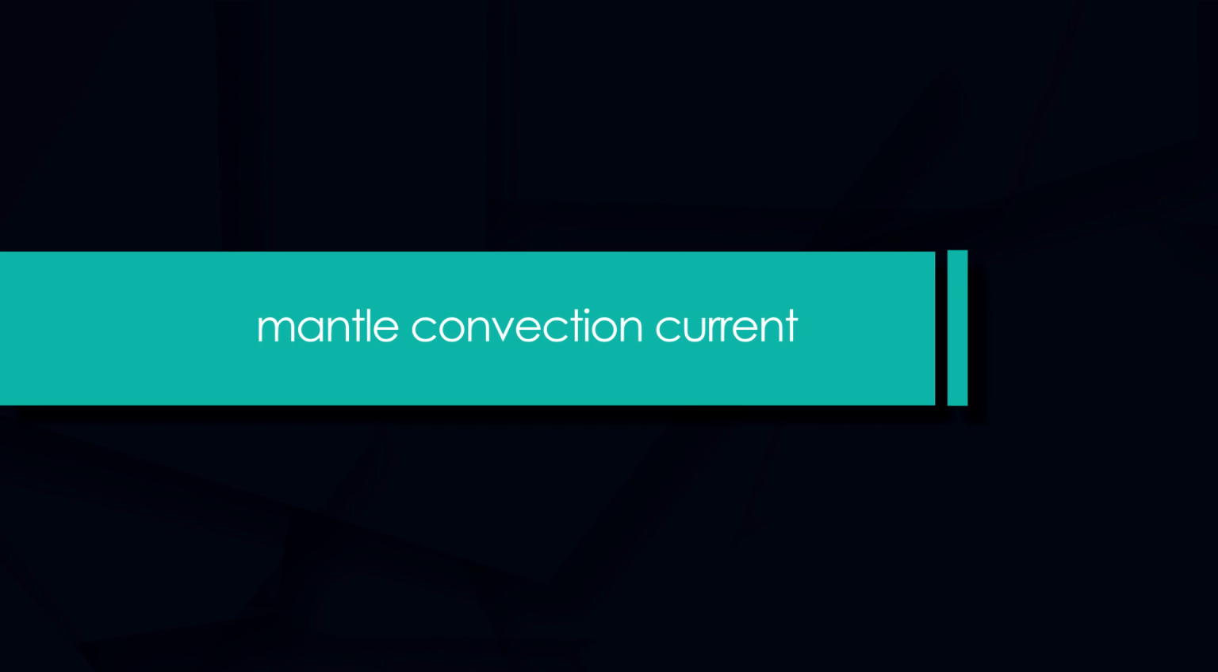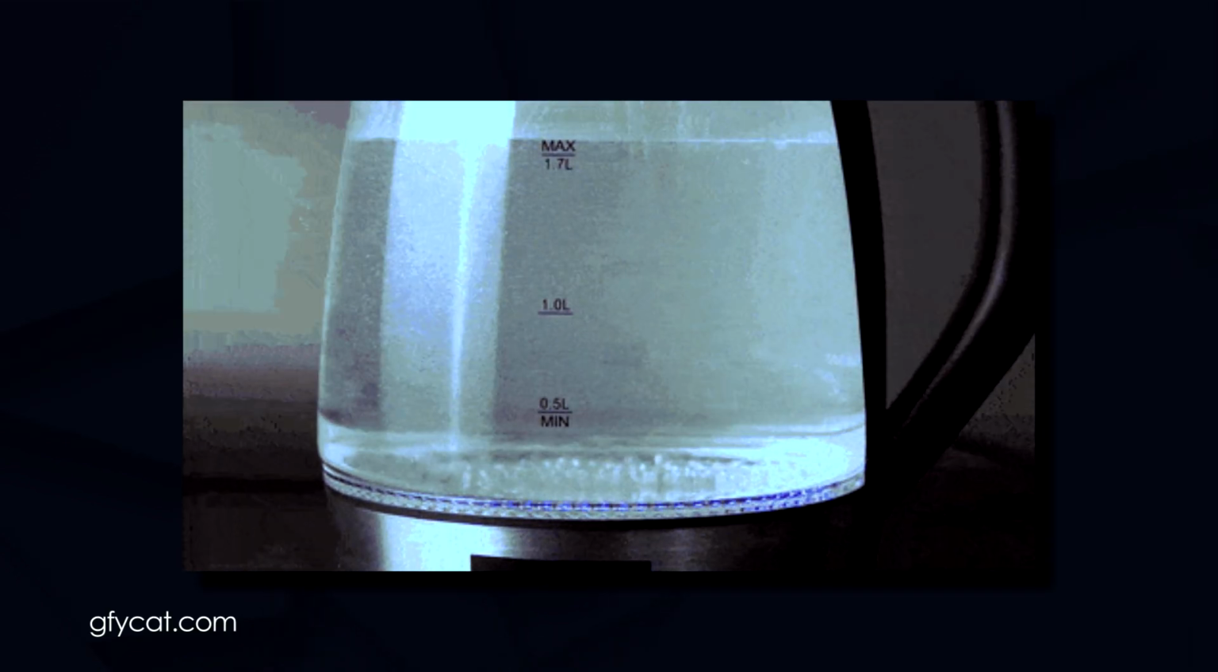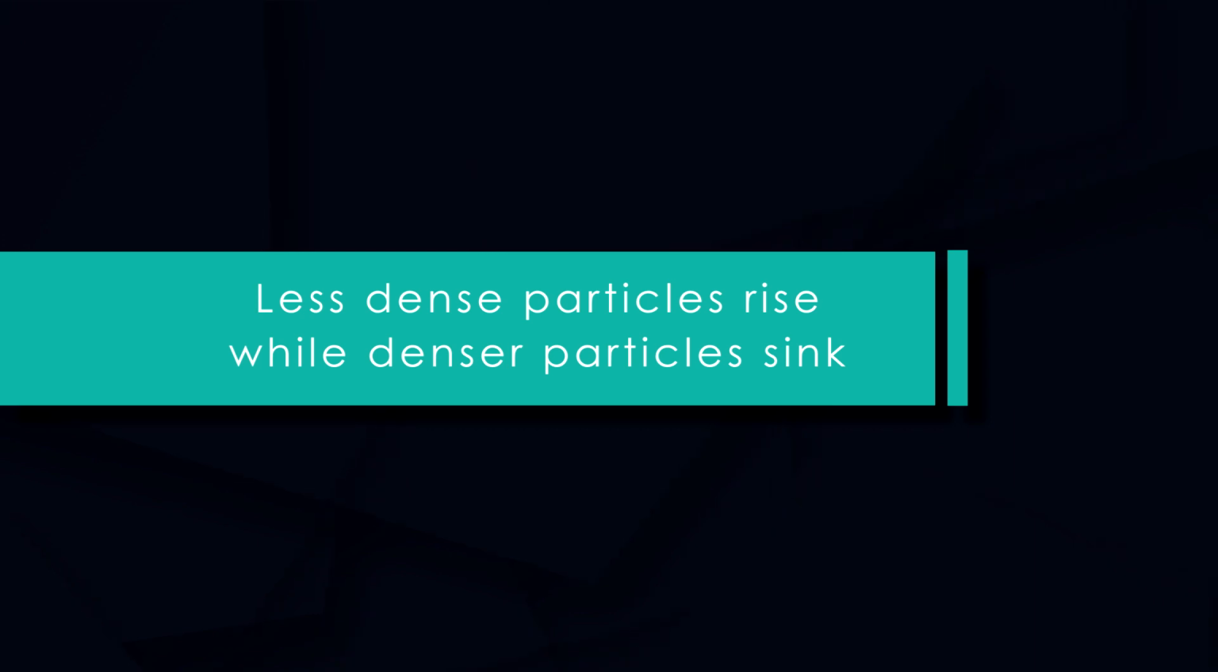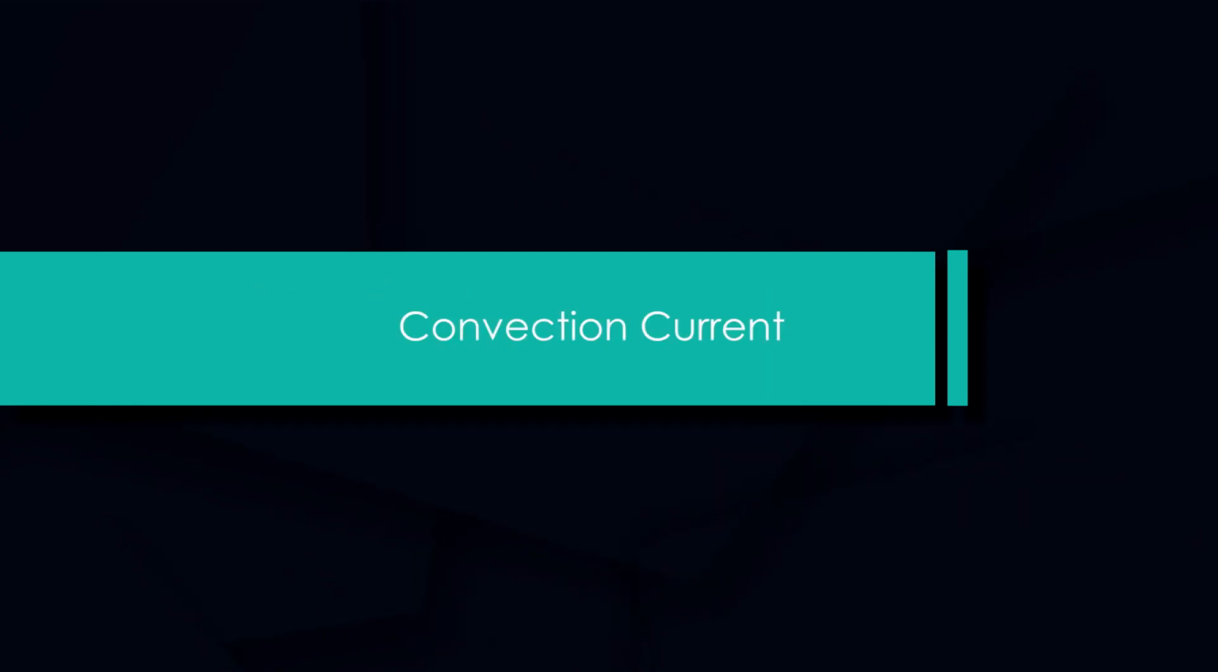As a substance like water is heated, less dense particles rise while denser particles sink. Once the hot, less dense particles cool down, they sink and the other less dense particles rise, and so on. This continuous process is called convection current.